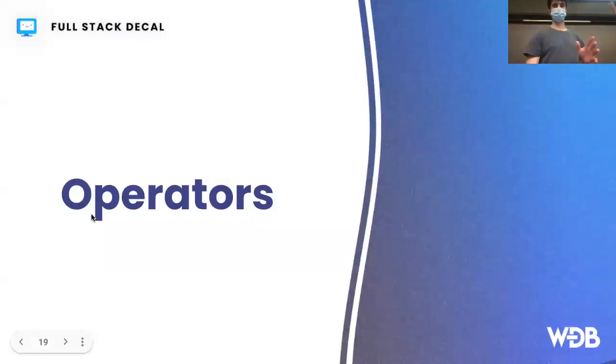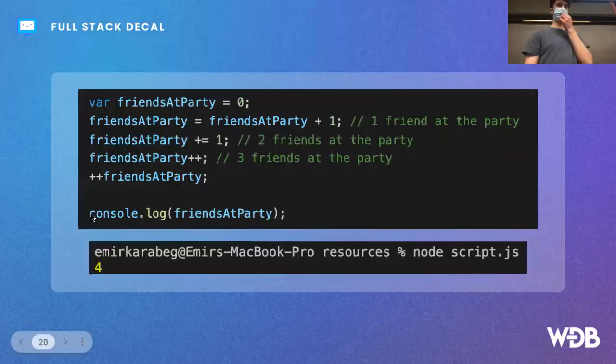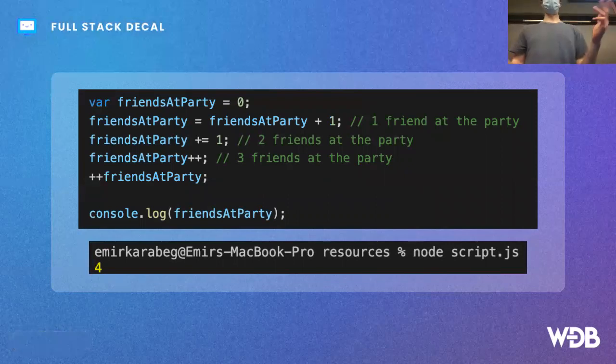Okay, cool. Operators. So let's say I'm trying to track friends at a party, and I show up to a party and there's like 0 people there. And I'm looking around, I'm like, this is pretty boring.